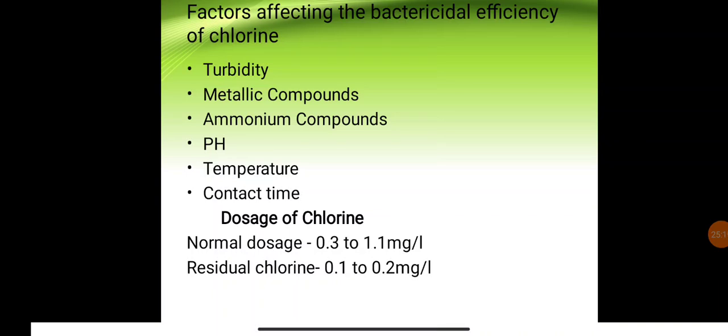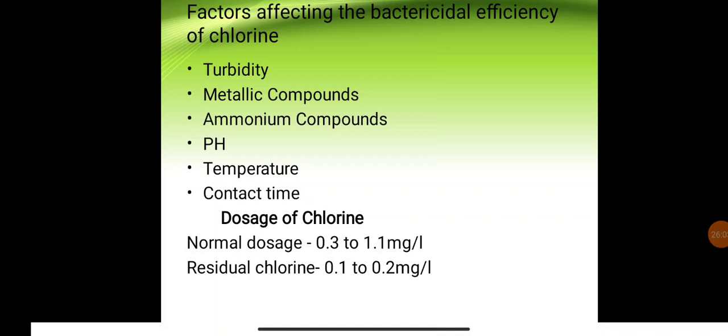If metallic compounds are present, that means iron and manganese in the water, that will also reduce the effectiveness of the chlorine. If more ammonia compounds are present, that will also reduce the efficiency of the disinfection. If the pH is increased, that will also reduce the effectiveness of the chlorine. Lower temperature will reduce the efficiency of the chlorine. And the killing of bacteria increases with the increase in contact time. If the contact time increases, the efficiency will be more, and if the contact time is less, the efficiency will be less. So these are the factors affecting the bacteriological efficiency of the chlorine.